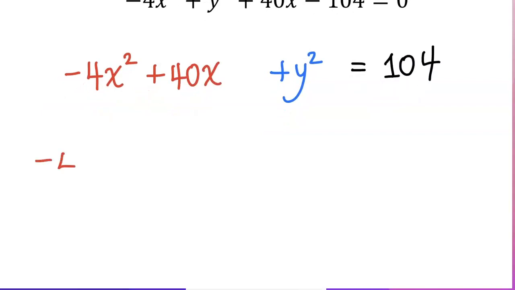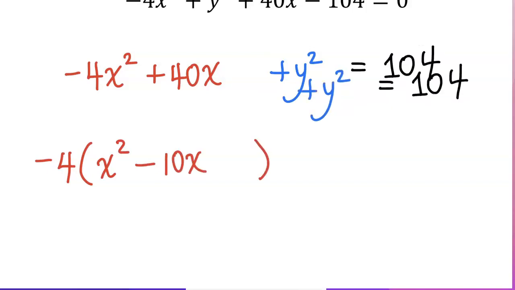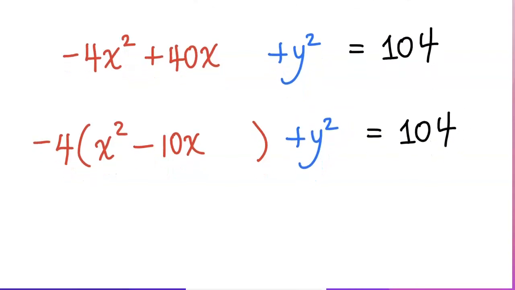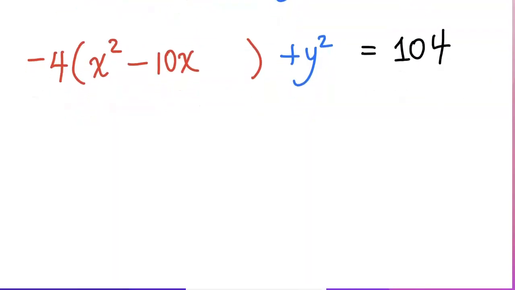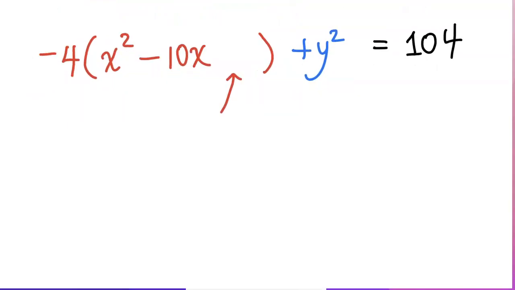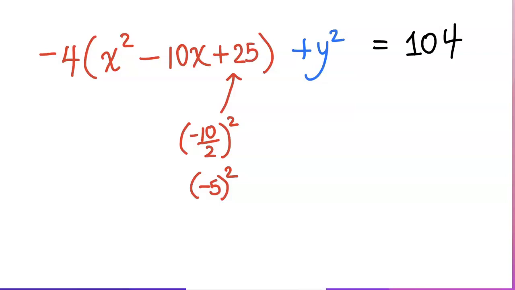So let's factor out the negative 4 first. Then you'll get x squared minus 10x. And everything else will stay the same for right now. But let us now complete the square inside the parenthesis. What should we be adding to that x squared minus 10x? It is always going to be half of that middle number squared. So half of negative 10 is negative 5. And when you square negative 5, you get positive 25. So I just added positive 25 inside the parenthesis.